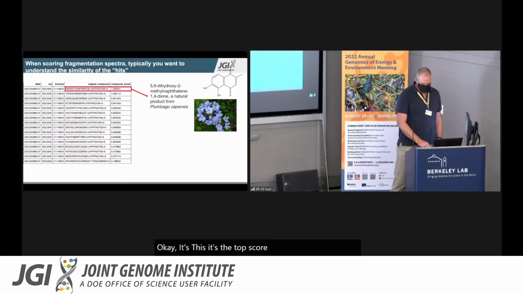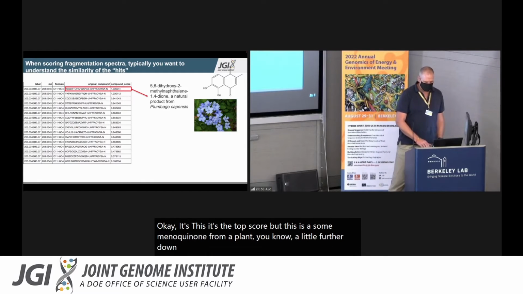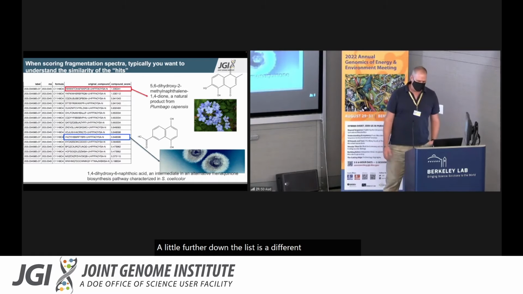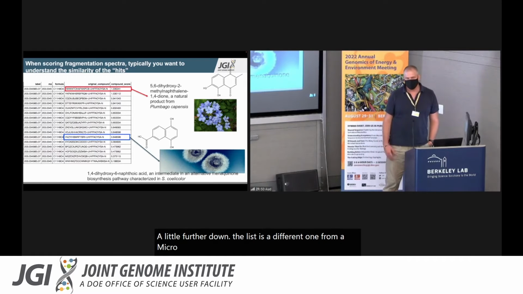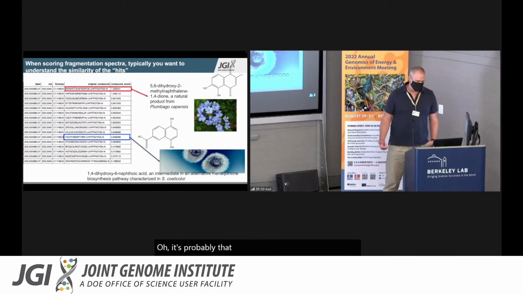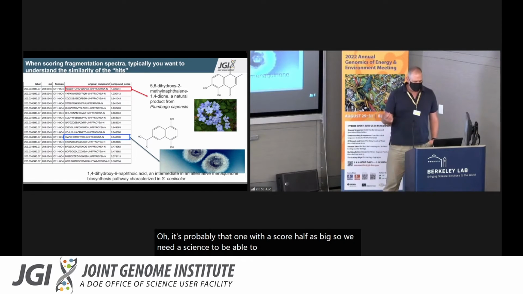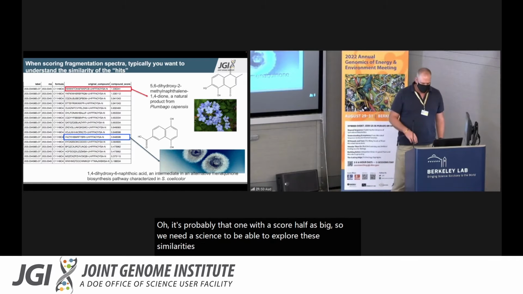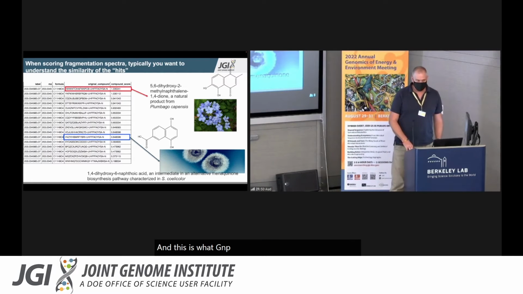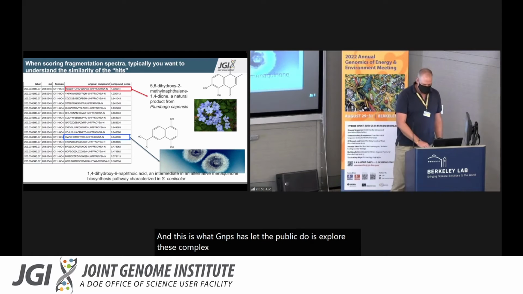But this is some menaquinone from a plant. A little further down the list is a different one from a microbe. And maybe you were growing that exact microbe. So you might think, oh, it's probably that one with a score half as big. So we need a science to be able to explore these similarities. And this is what GNPS has let the public do, is explore these complex measurements in a pretty easy way.